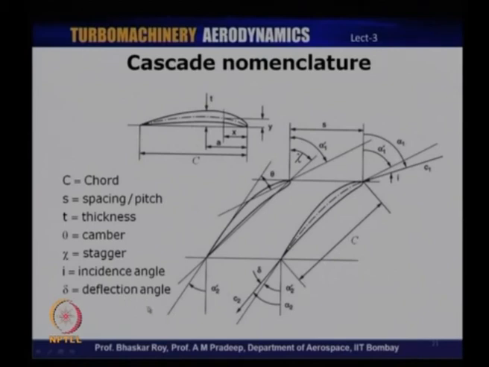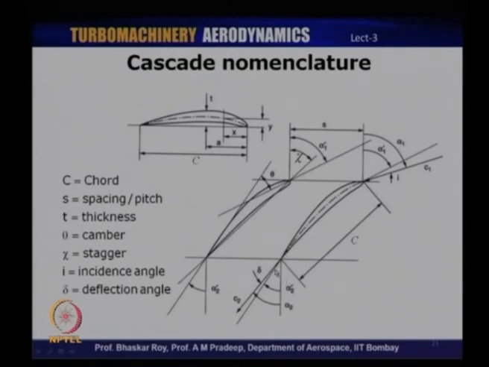Similarly, at the trailing edge, the difference between the velocity vector and the tangent to the trailing edge gives us the deflection angle. So, incidence angle represents the angle between the velocity vector and the leading edge, and deflection angle gives us the angle between the velocity vector leaving the trailing edge and the tangent at the trailing edge.